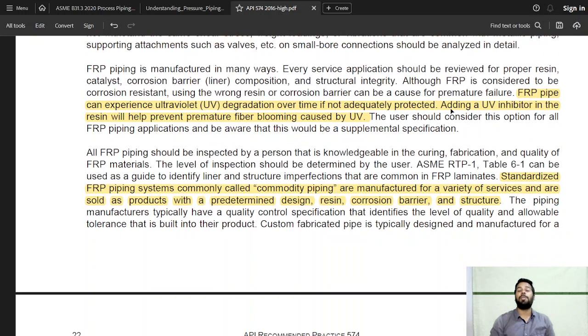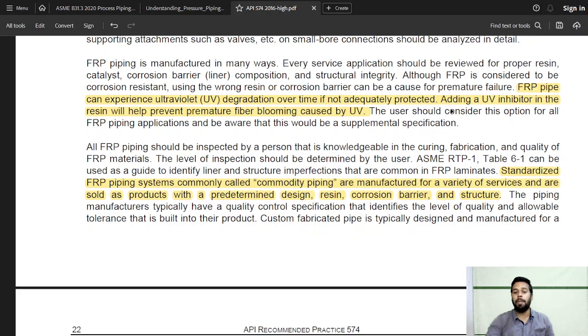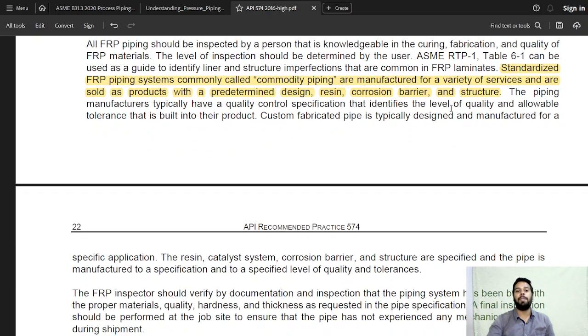FRP pipe can experience UV degradation over time if not adequately protected. Adding a UV inhibitor to the resin will prevent the premature fiber blooming caused by UV radiation. Okay, so fiber reinforced plastic has a tendency to degrade because of sunlight or UV light, so we need adequate protection to prevent UV damage on FRP piping. Standardized FRP piping systems, commonly called commodity piping, are manufactured for a variety of services and are sold as products with predetermined design, resin, corrosion barrier and structure.